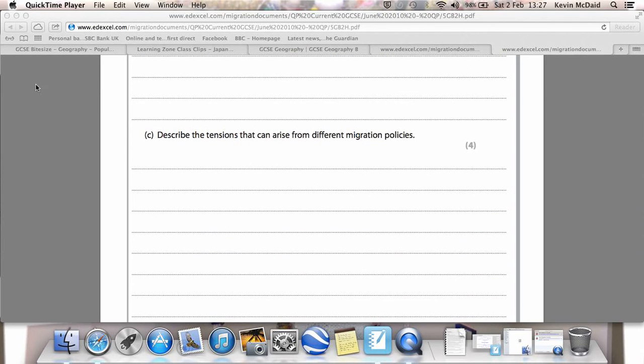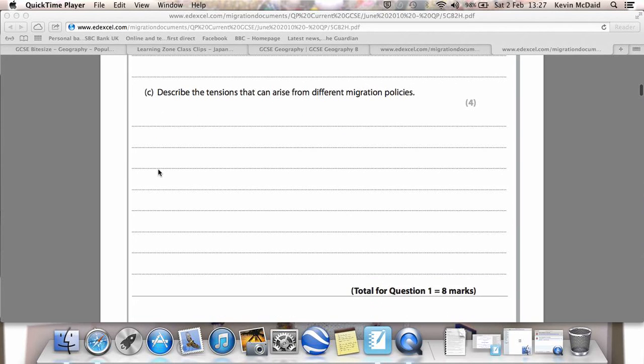Right, 4 marks. And you'll see the difference here between foundation and higher. In foundation, the question would be split up into 2 sections. Here, you've just got a whole line to get your 4 marks. 4 marks, 2 points. Make a point, explain it. Make another point, extend it. Describe the tensions that can arise from different migration policies. Why are there tensions? So you start thinking about the social and the cultural issues.